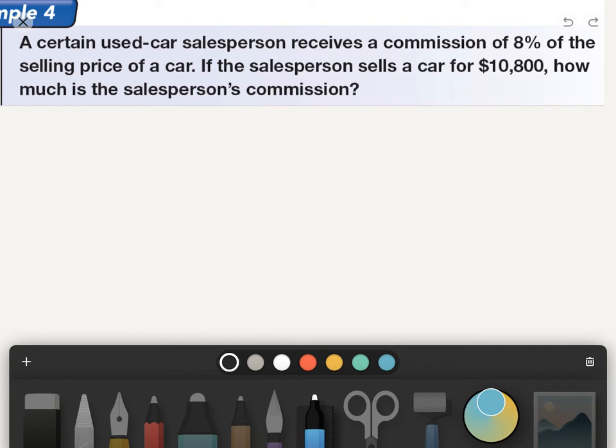So if the salesperson sells a car for $10,800, how much is the salesperson's commission? So essentially what this is asking is, what is 8% of 10,800? Guess what you do with those two numbers. If you want to figure out what 8% of 10,800 is, what do you do?